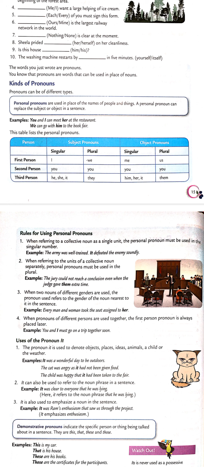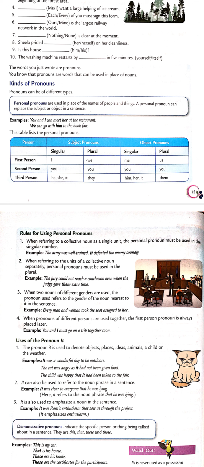Now, second rule, it can also be used to refer to the noun phrases in a sentence. Like, it was clear to everyone that he was lying. So, what is the noun phrase here? That he was lying. That he was lying is what? Noun phrase. And it is used here for the noun phrase.